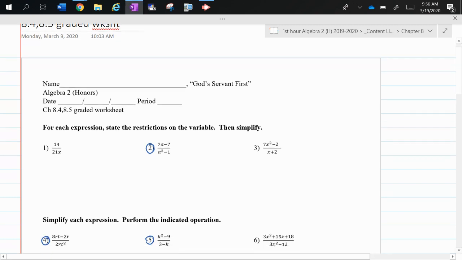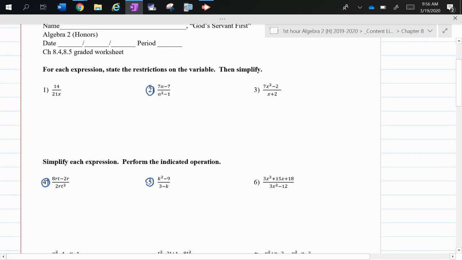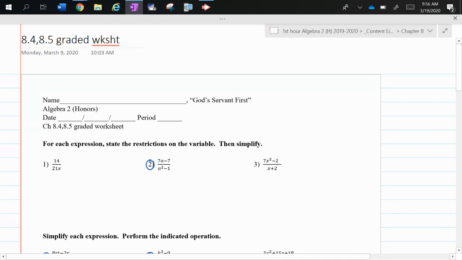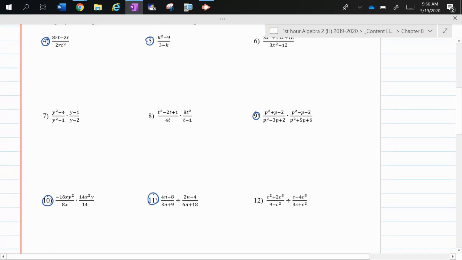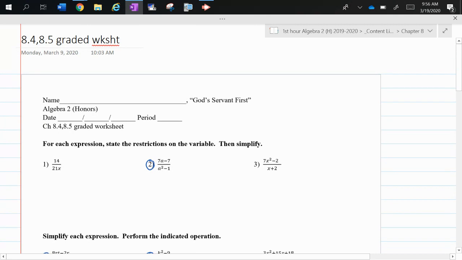So what we're going to do today is a little review of how we simplify rational expressions, how we add, subtract, multiply, and divide rational expressions. We're going to be working on the page that says 8485 graded worksheet. There are 20 problems on this page, and I'm going to do 10 of them with you. As you're watching, we're going to do them together.